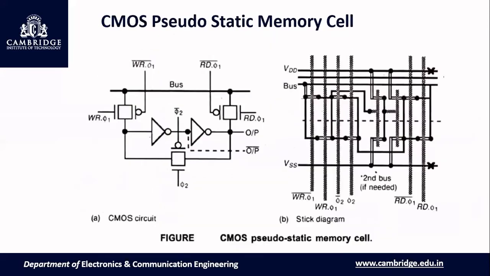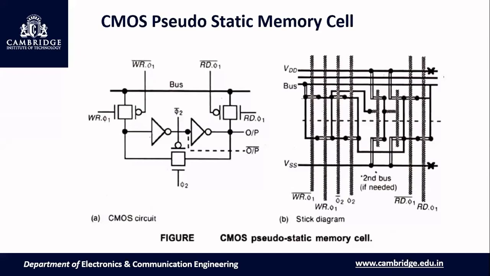And the volatility: since there is a refresh operation, the data can be stored for a longer duration. That is about the volatility in the case of the CMOS pseudostatic memory cell. And about power dissipation, there is no static power dissipation in the CMOS pseudostatic memory cell. There will be only switching power dissipation.